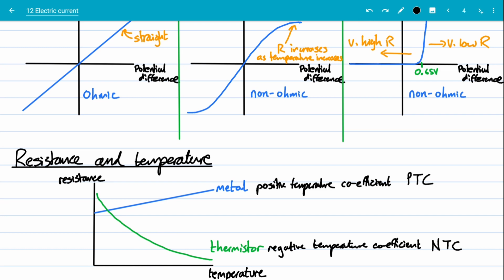We've covered quite a lot this lesson, but that is the end of the first section of electricity, electric current. We'll be moving next lesson on to a new section, direct current circuits. This is where things start getting a little bit trickier.